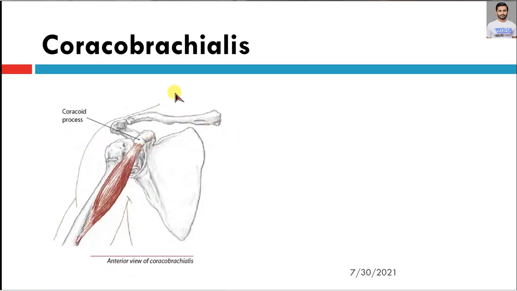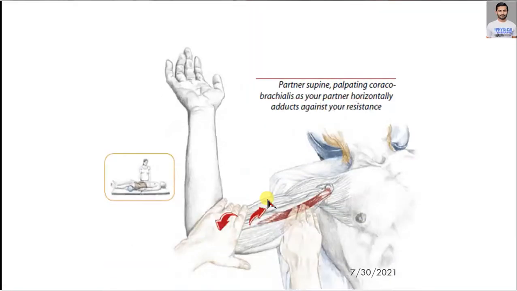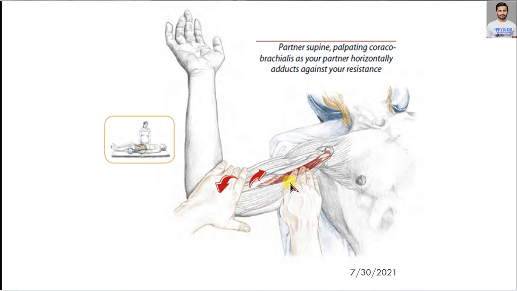Coracobrachialis is again a very important muscle, but a short muscle because it originates from the coracoid and inserts onto the humerus. Now, with your partner in supine position, you can palpate coracobrachialis as your partner horizontally adducts against your resistance, and it is medial to the biceps muscle.